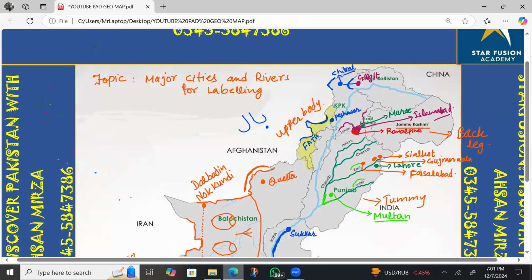Apart from that, no other cities are given in the exam for labeling. So these are the main cities for labeling.